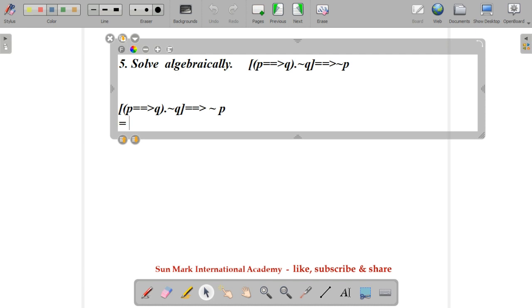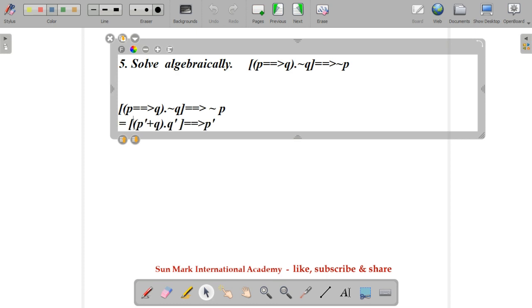So first of all, P implies Q. The formula P implies Q is P dash plus Q. So P dash plus Q, dot Q dash, that is negation Q, the whole implies P dash, or P negation, that we can write like this. Okay, both ways we can write.